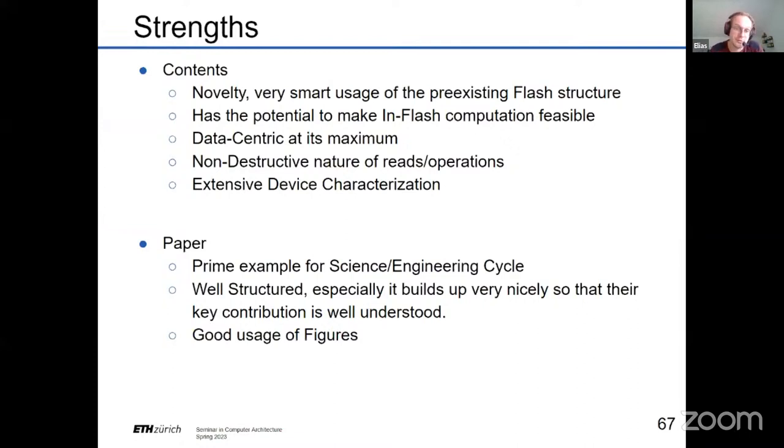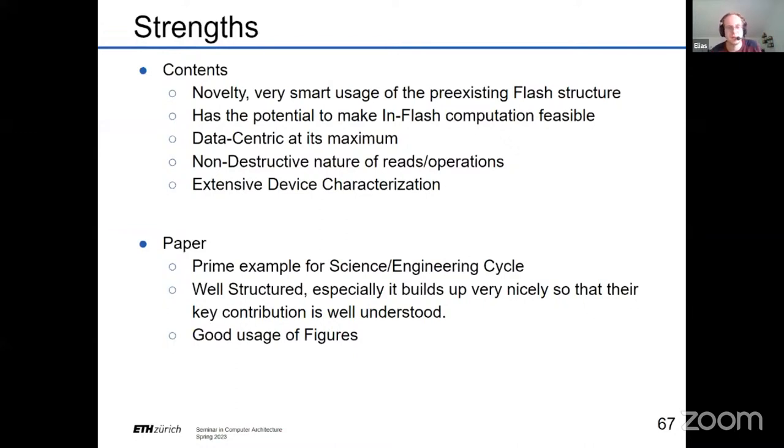Another strength I think is important to mention is that in-flash processing is data-centric at its maximum. For databases, the data is in the storage. It's not in main memory or in some caches. It's in storage. So we want to do the computation where the data resides. Also, what I liked about Flash Cosmos, or in-flash processing generally: in DRAM processing or in-memory processing, you have to destroy the operands you read. But that's not the case for in-flash processing. You don't destroy the flash cells, or you don't have to reprogram them after doing operations on them. I think that's neat. And I was really impressed by their extensive device characterizations, like how many devices they looked at. I think that really shows how well thought out this paper is.